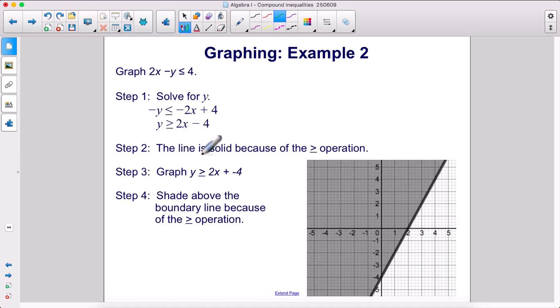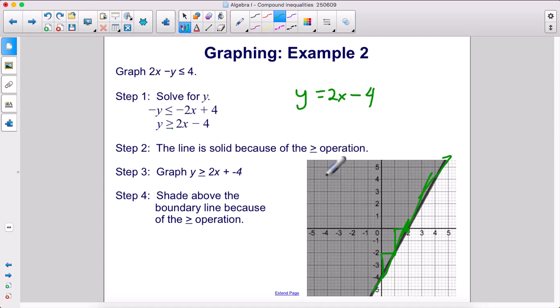That means the line is going to be solid because there is that equal to option here. So we're going to graph y equals 2x minus 4. We go down to negative 4. Then our slope is 2, so that's up 2 over 1, up 2 over 1. We draw a solid line since we have that equal sign here.